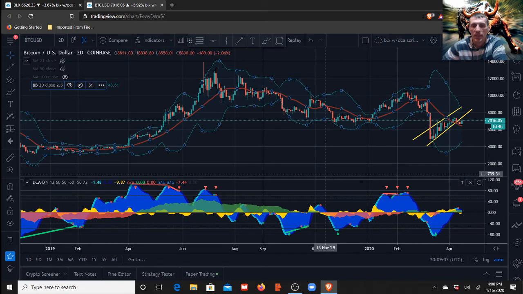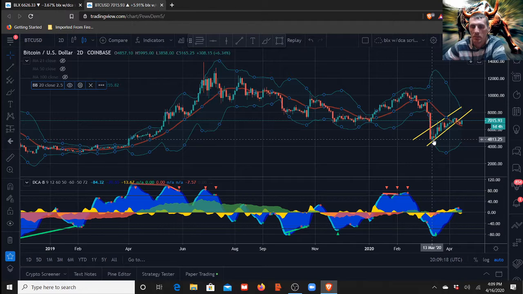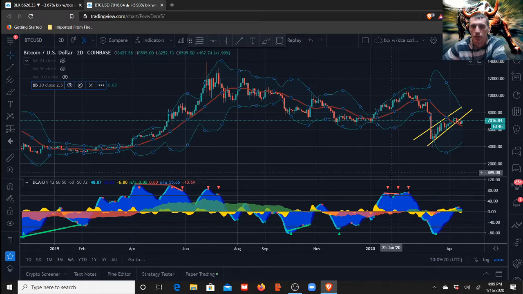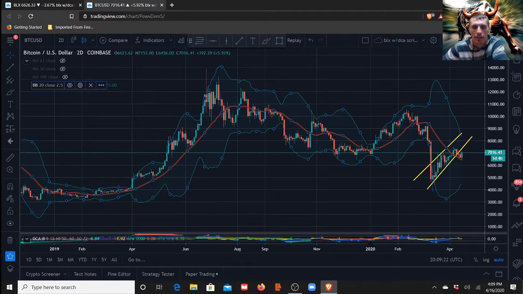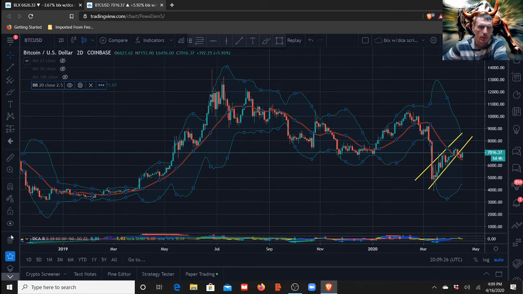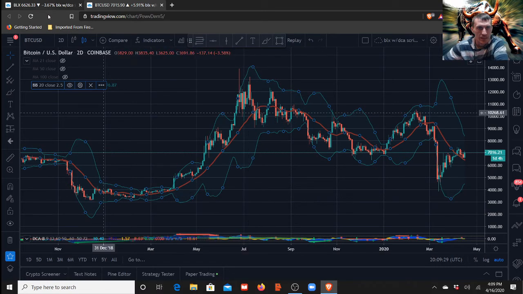And as you can see here, we did have a nice little drop, and it showed it right here on the oscillator that we did get into the oversold. But this is where the double tops and double bottoms come in, and I'm going to show you guys. So we're going to put the DCA trading script away for right now, and I want to show you guys how you should trade these.